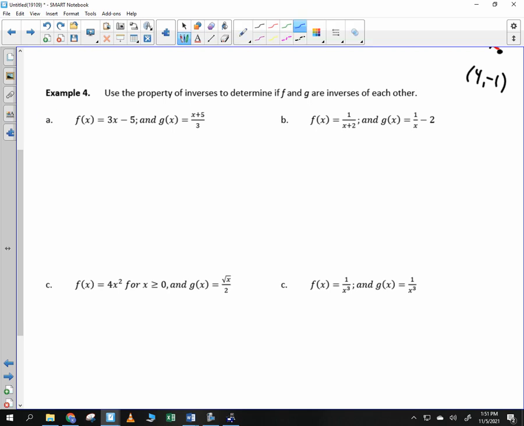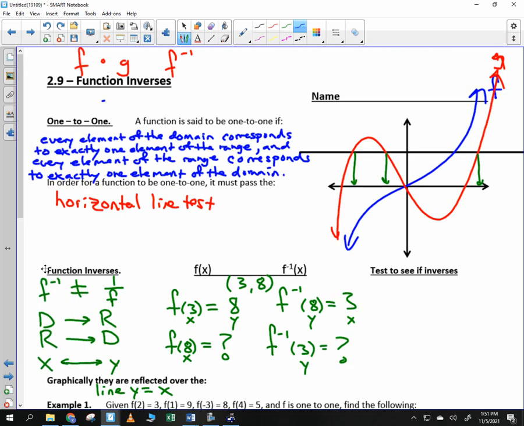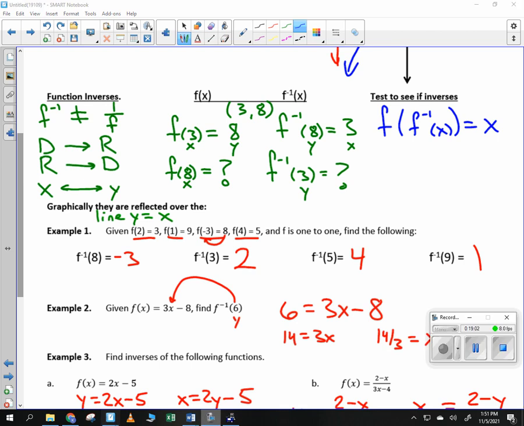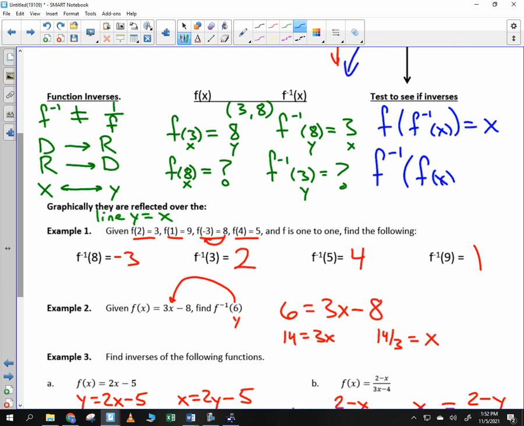Okay, last two examples, A and B. Use the property of inverses in order to determine if f and g are inverses of each other. If we go back to our notes, we have one last piece to put in for our inverses. It's the test. And it's a beautiful test because it requires our knowledge of composition. Here we go. F of f inverse of x is equal to x. Also, f inverse of f of x is equal to x. So in order to show that functions are inverses, you compose them together.